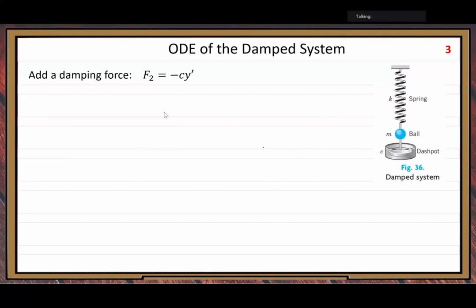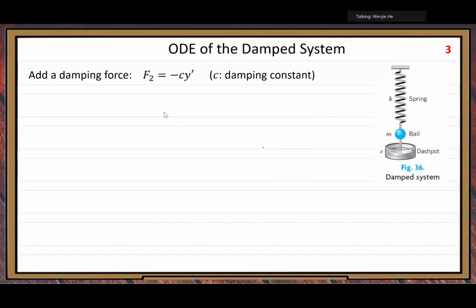So the damping force here, we need to make some assumption. F2 equals negative c y prime. y prime is the velocity function, right? So we use another rule about the damping force. C is the damping constant. The direction is opposite.